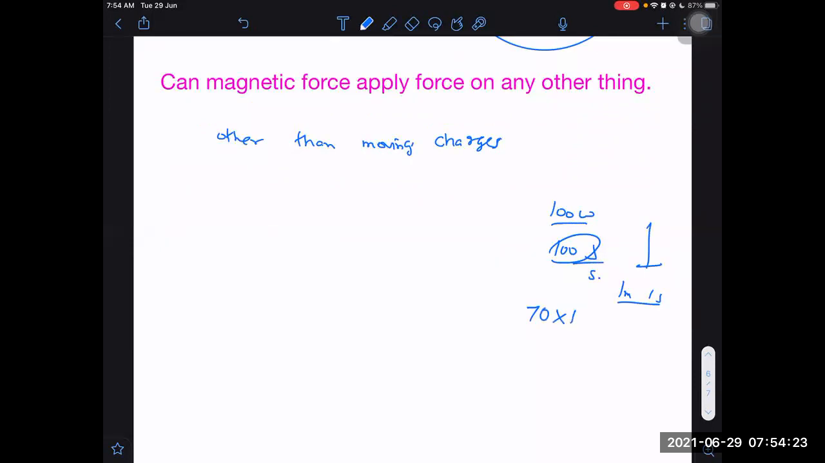70 into 1 into 10, 700 on 1, 700. Already I'm doing 700 watts. So I think yes, we can do that work, a lot amount of work. If our machine is efficient and it is able to convert our work completely into heat energy, then definitely we can produce a lot amount of heat by doing mechanical work.